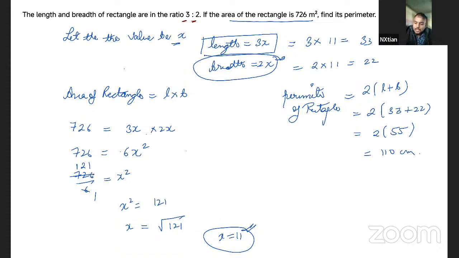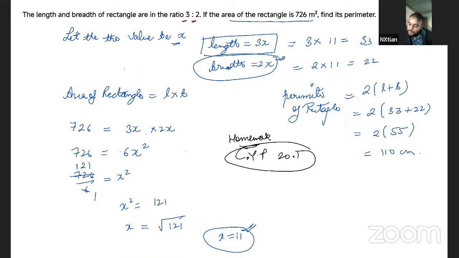Okay, so now today's homework. I will give you the homework. Today's homework is check your progress 20.1, CYP 20.1. You have to do it and send it to me in the group. Understood, guys? Yes or no?